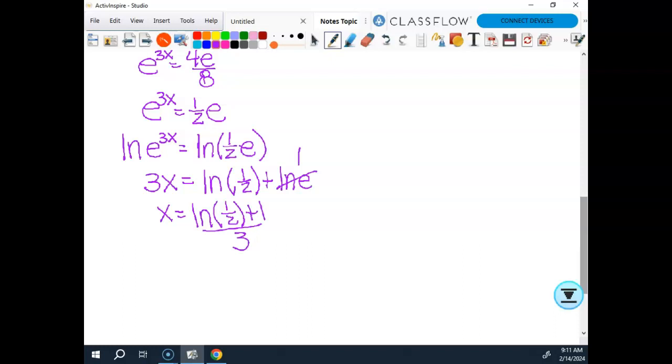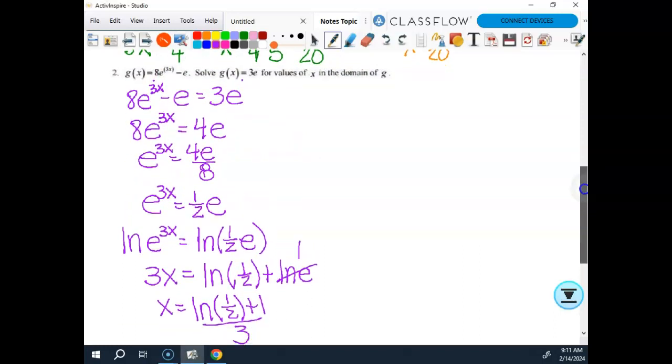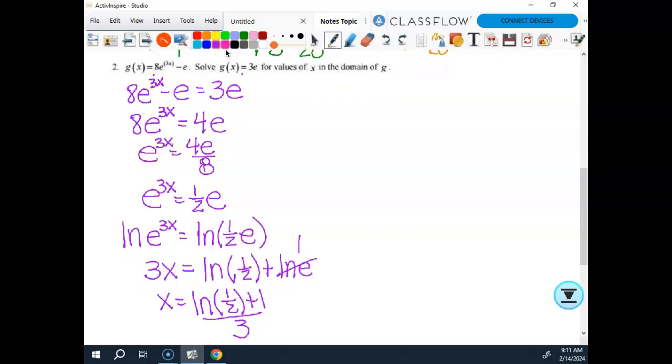All right, so now we're going to go back and do it a different way, starting from right here, I guess. Let's say, instead of putting 1/2 times e, we did e to the 3x equals e over 2. Would y'all agree that that's the same thing, right? Okay, so now I'm still going to take the natural log of both sides.